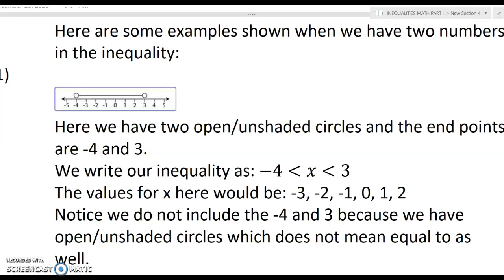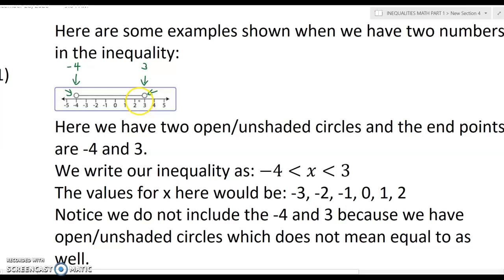So here we have some number lines, but now we have two endpoints, meaning we have two circles, right? Look here: our first one has -4 as an endpoint, and here it's 3, right? And there are two open circles, meaning that we're not putting that line for "or equal to."